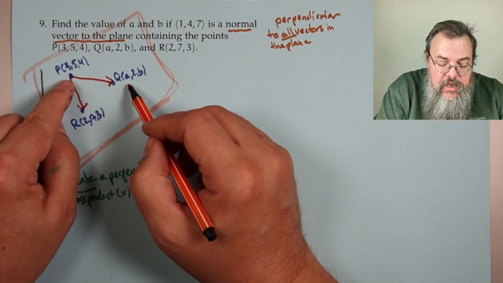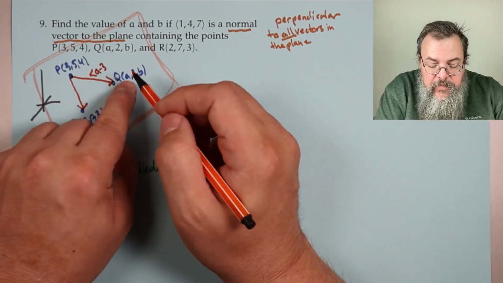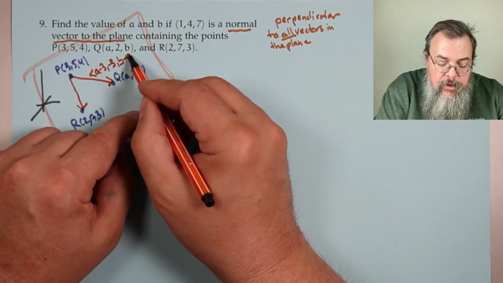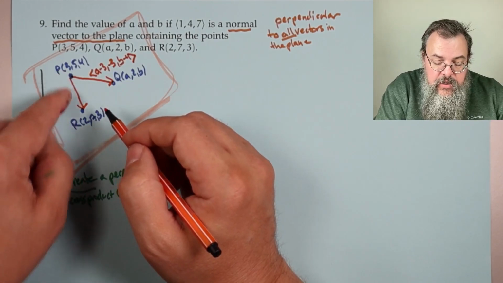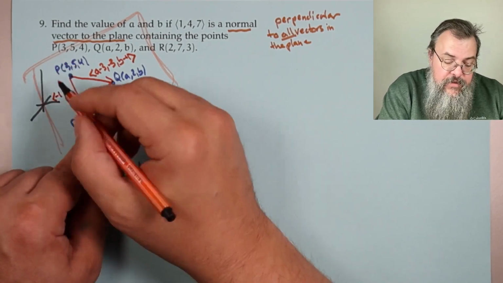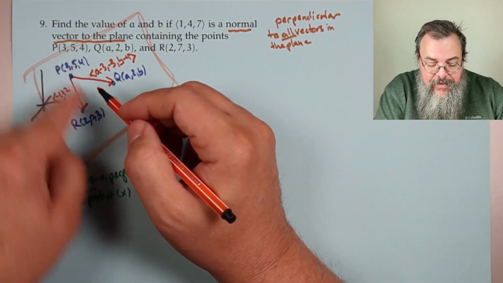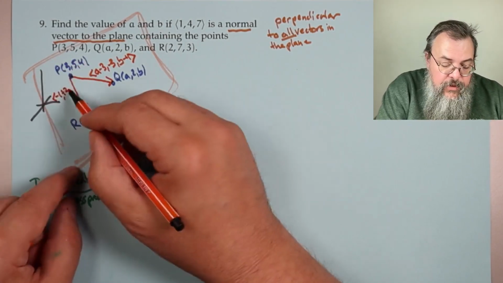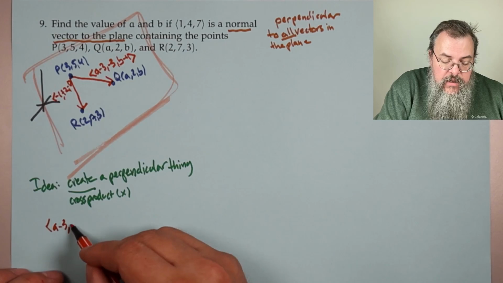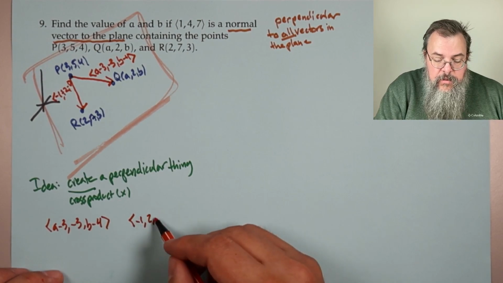And now I say, well, what's the change? Well, from P to Q, I went from 3, I got to a, so it's a minus 3, you know, end minus start. 5 to 2, down by 3, so subtract 3. 4 to b, b minus 4. How about here? Well, P to R, I went 3, subtract 2, minus 1. 5, subtract 7, minus 2, and, oh wait, sorry, plus 2, right? Because I went up by 2, so 7 subtract 5. And then 4 to 3, 3 subtract 4 is minus 1. Okay, so our vectors in the plane are the vectors (a minus 3, minus 3, b minus 4) and (minus 1, 2, minus 1).